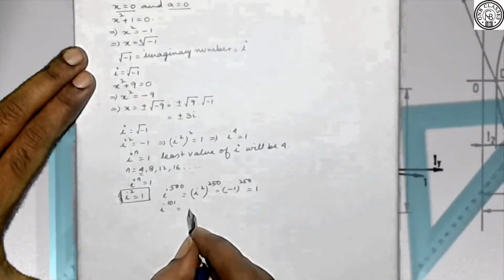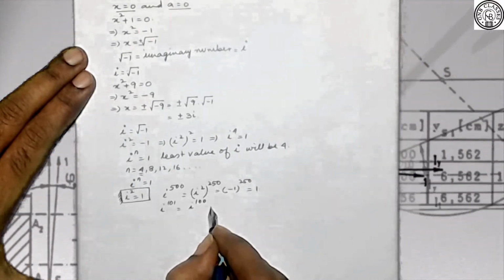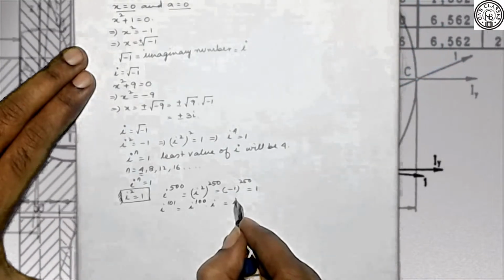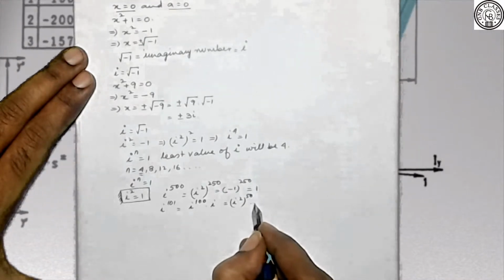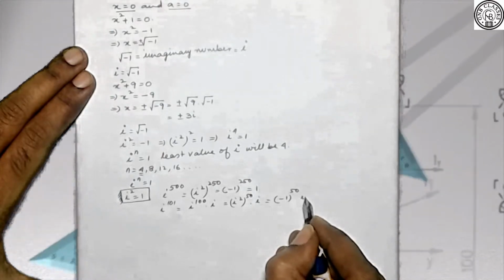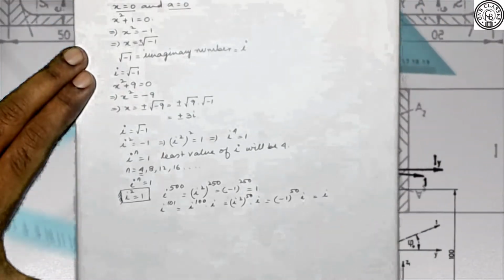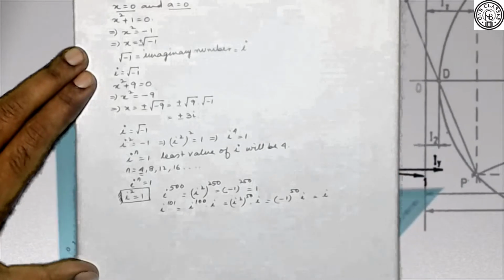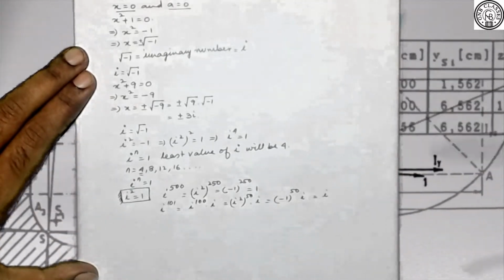Suppose we have been given iota to the power say 101. So what will I do? You will simply write this thing as iota to the power 100 into iota, which is again iota square whole 50 into iota. Iota square is minus 1. So minus 1 to the power 50 into iota gives you only iota. This way we simplify higher exponents of iota.